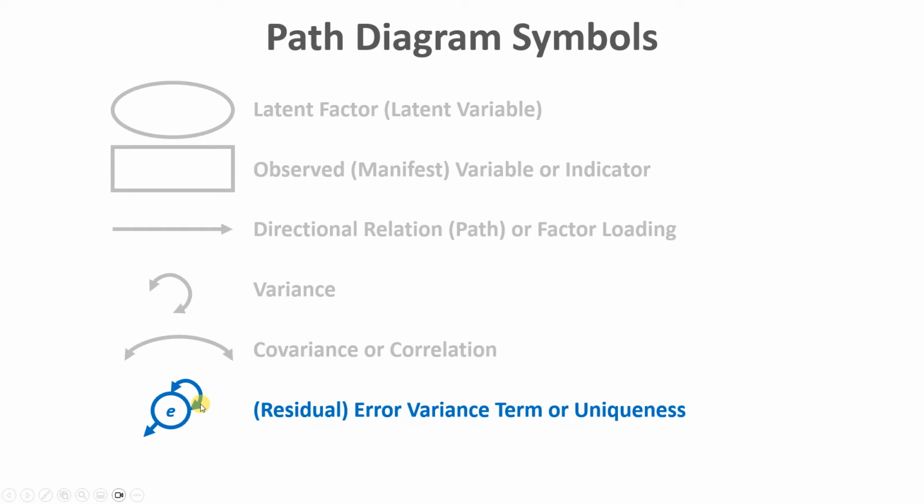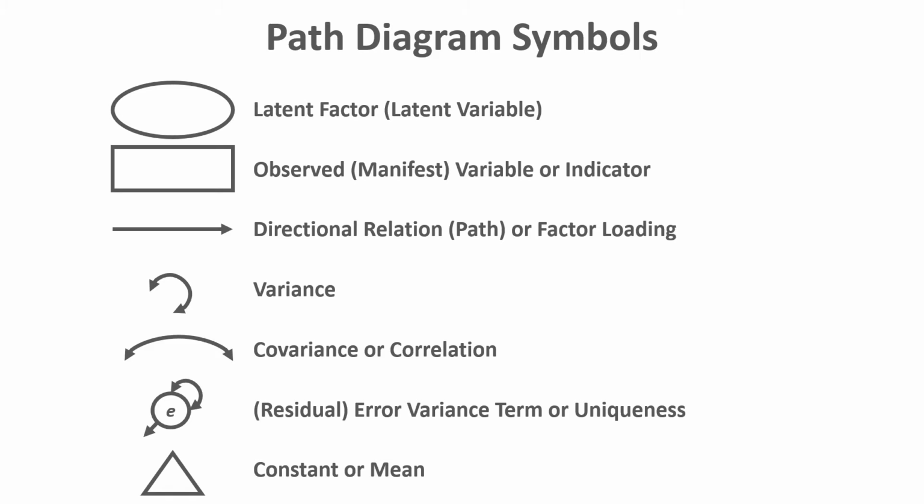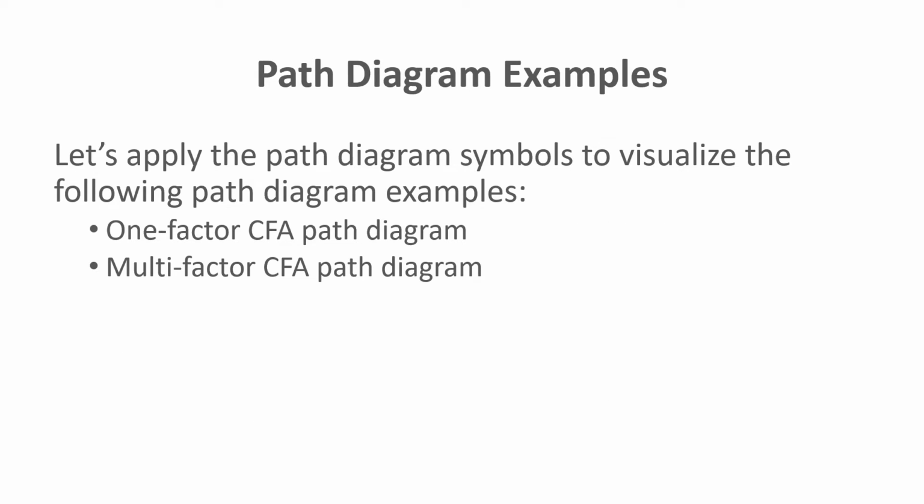Lastly, and we're not actually going to focus on this in the remainder of this video today, there is also another symbol I want to bring to your attention. Anytime you see a triangle, it often indicates that there's a constant or a mean that's being estimated as a parameter in the model. So again, here are all the conventional path diagram symbols. You'll see some variations on these depending on whose work you're looking at, but generally it looks something like this.